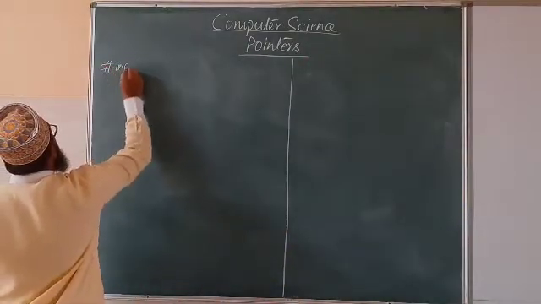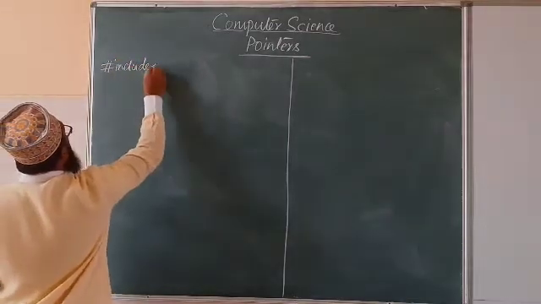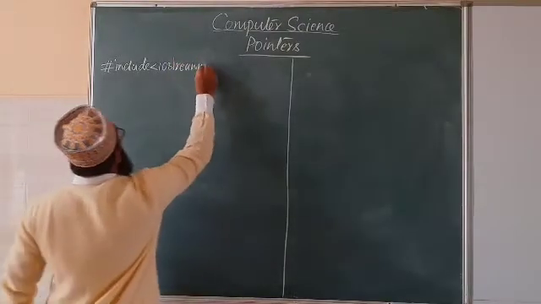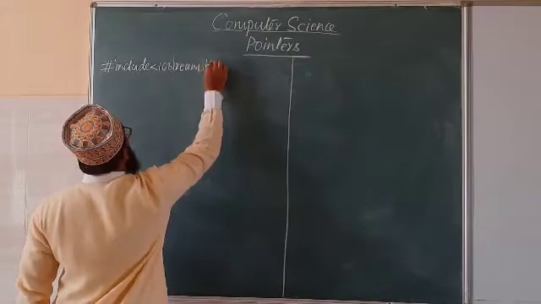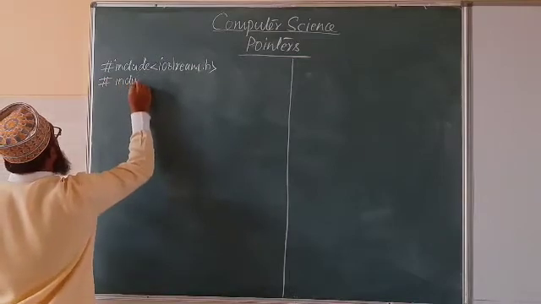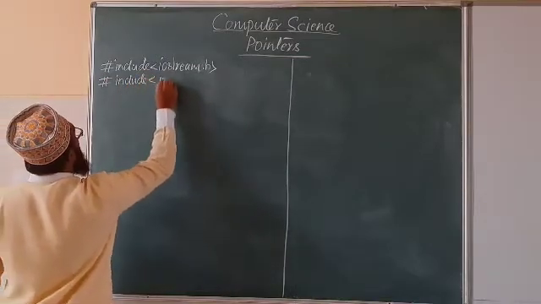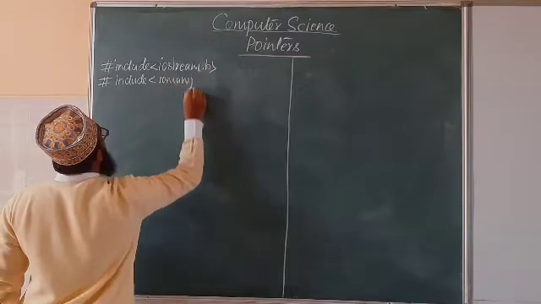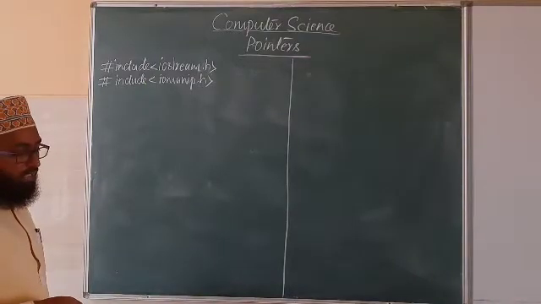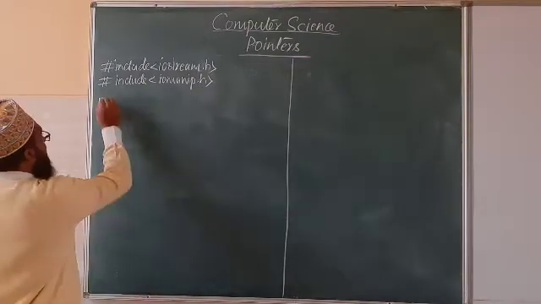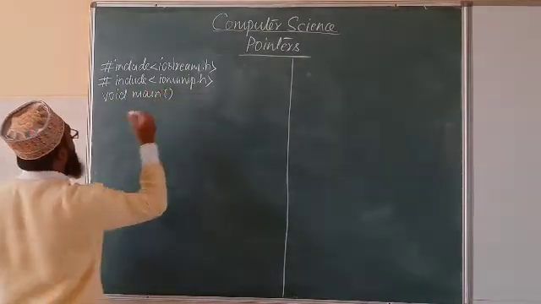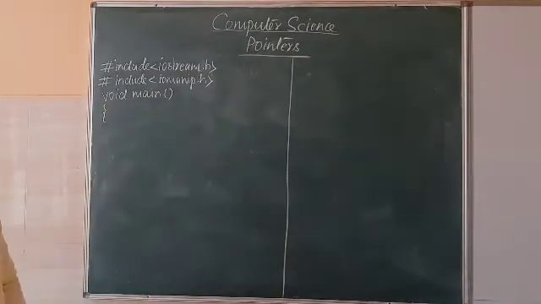Hash include iostream.h, then after this, hash include conio.h. And after that, here we are not taking any class, just writing a direct program. Void main, the starting of the main function.